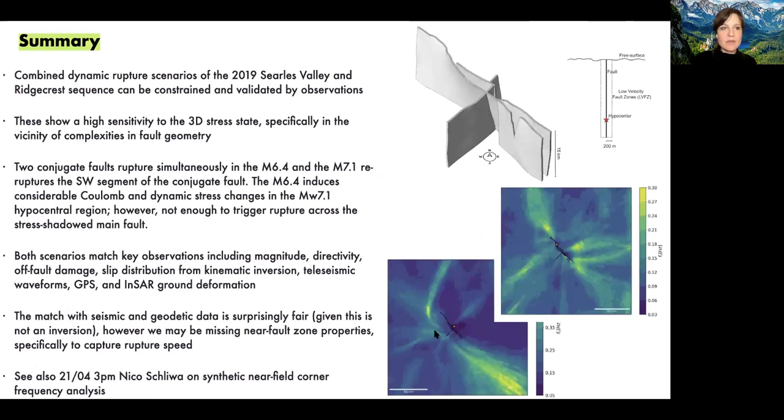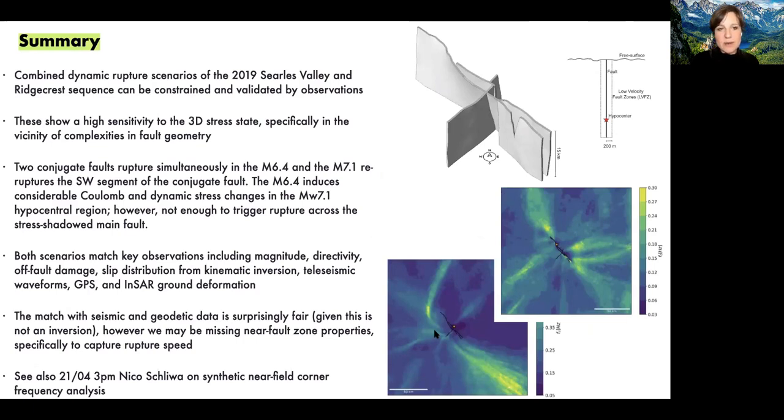In summary, we've been showing you today combined dynamic rupture scenarios of the 2019 CS Valley and Ridgecrest earthquakes, constrained and validated by observations. We have seen a very high sensitivity of these dynamic rupture models to 3D stress state, specifically in the vicinity of complexities in fault geometry.